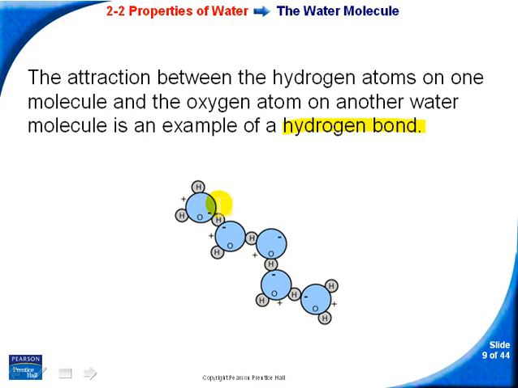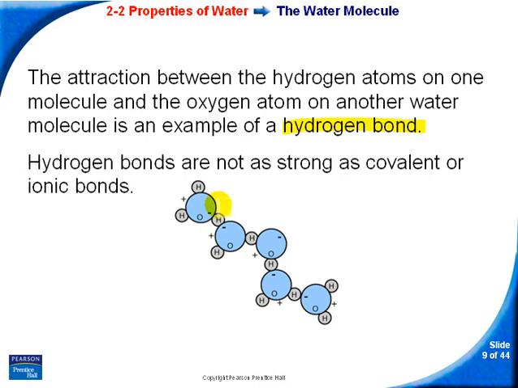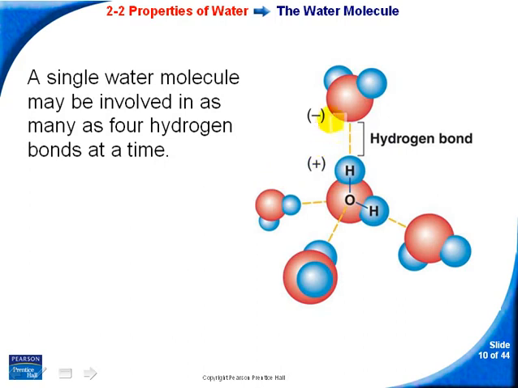The hydrogen bond, you'll hear us say this over and over again. And they're not very strong bonds. They're not nearly as strong as covalent or ionic bonds, which is an important point. Here's another look at it. Here's the negative end of the oxygen atom, and here's the positive part of the hydrogen atom, and they're going to stick together right there.